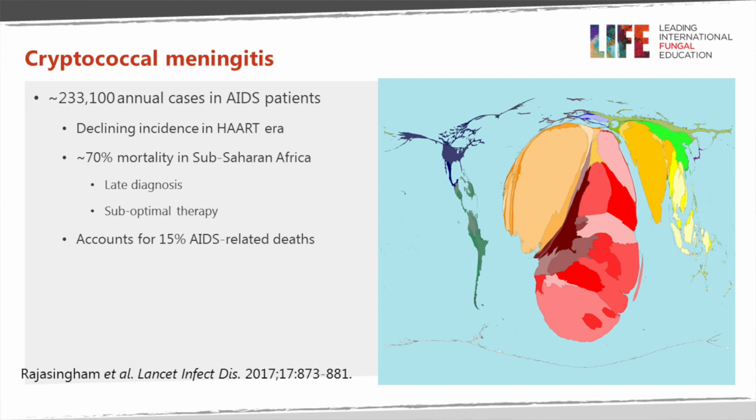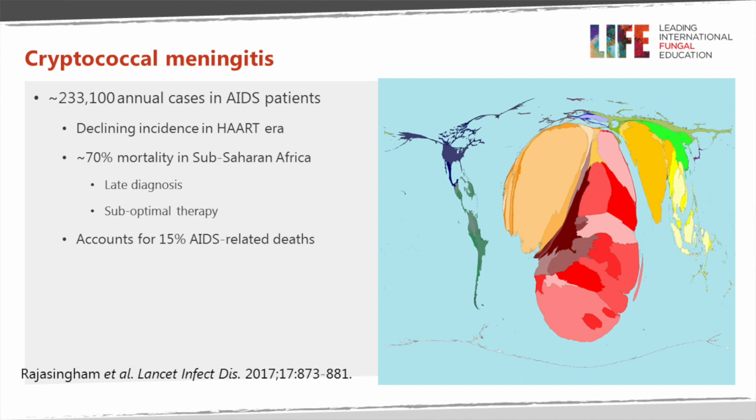This has been going down, fortunately, because of improved antiretroviral therapy, but we're still seeing a lot of breakthroughs in patients on antiretroviral therapy. So just delivering antiretroviral therapy alone isn't enough to completely reduce this disease. The mortality is high, and it accounts for around 15% of AIDS-related deaths.